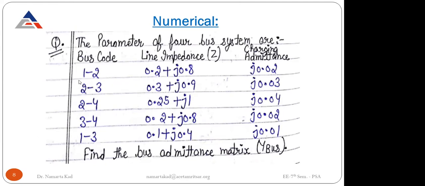So the bus code, that is bus number 1 and bus number 2, bus number 2 and bus number 3, bus number 2 and 4. That means for the connection between bus number 1 and bus number 2, the line impedance is this, and the charging admittance is this one. Between bus number 2 and bus number 3, the line impedance is this. And you have also seen that there is no connection between 1 and 4. There is a connection between 2 and 3, but no connection between 1 and 4 in this numerical also. So we have to find the bus admittance matrix. Now let's start with this numerical portion.